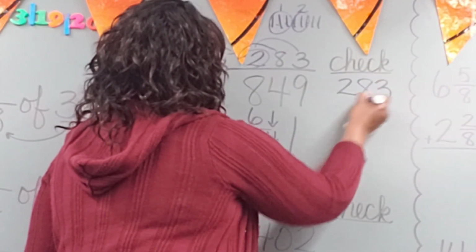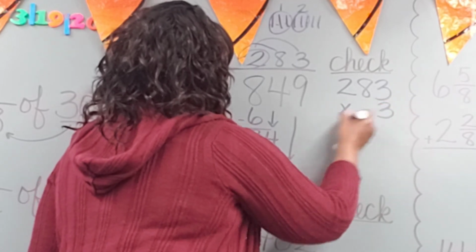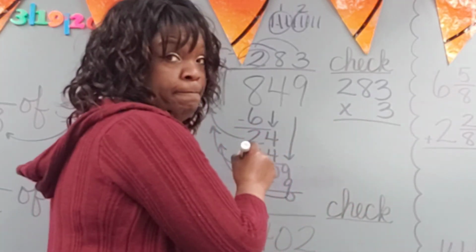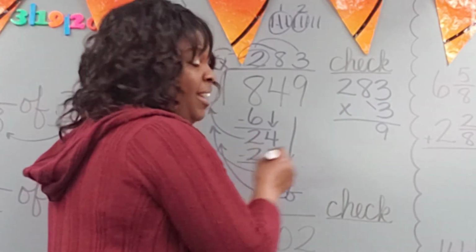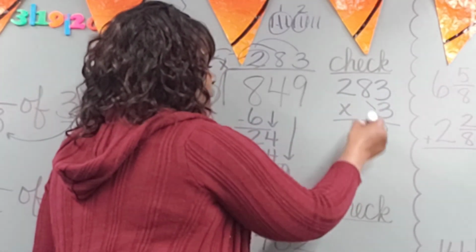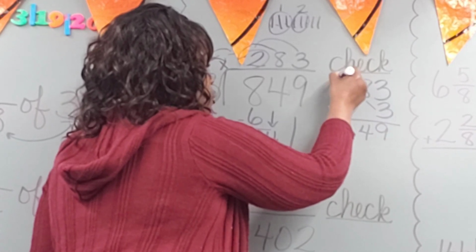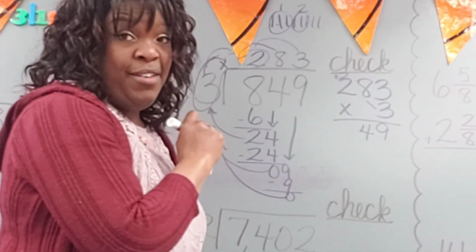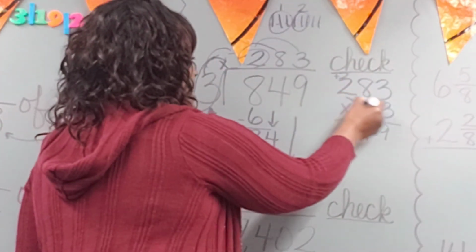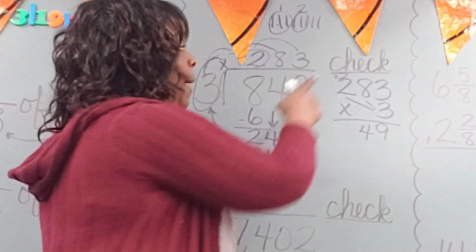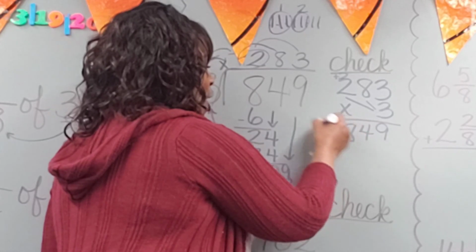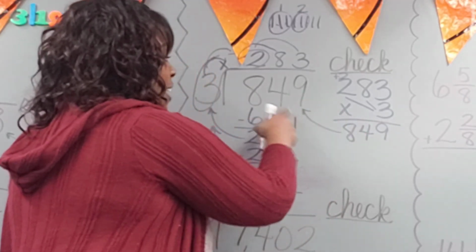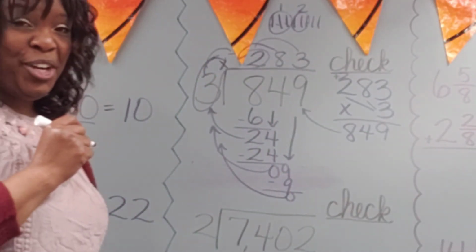283 times 3. 3 times 3. Good. 8 times 3. 24. Bring down the 4. Carry over the 2 with a plus sign in front of it. And then 2 times 3 plus 2. Very good. 849. And if they match, then you know you've done it correctly.